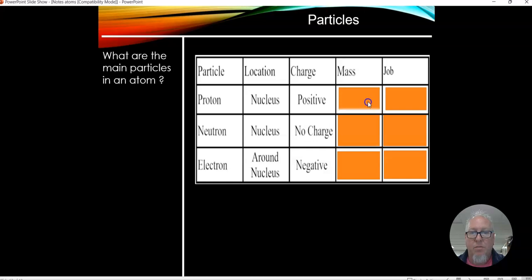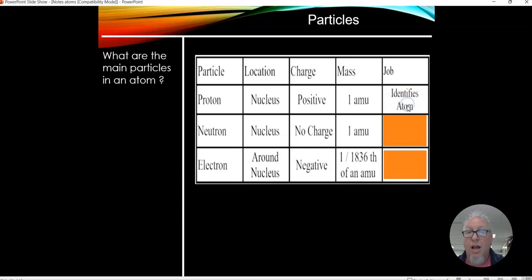A proton has a mass of 1 AMU. A neutron also has a mass of 1 AMU, and an electron is very, very small. For all practical purposes, it has no mass at all. You would need 1,836 electrons to be the same size as a neutron or a proton.